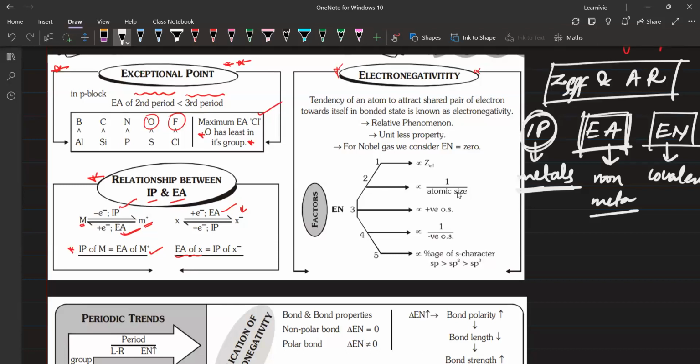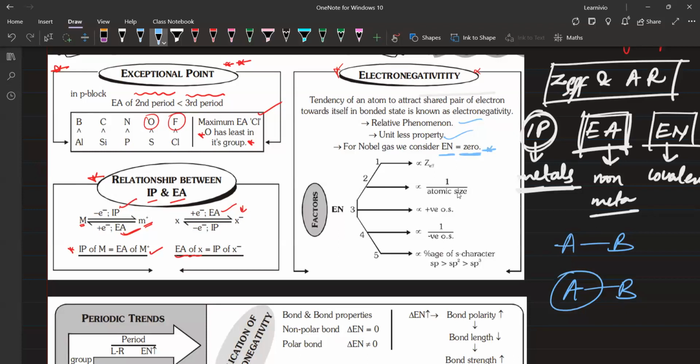So what is electronegativity? Electronegativity is the tendency of an atom to attract a shared pair of electrons. Shared pair of electrons means electronegativity will exist only if there is a molecule, a bond between them. If there is no bond, A individually will not have any electronegativity. A will have its electronegativity only based on whether it is attached with something else. It is a relative phenomenon, it is unitless, and for noble gases we consider the electronegativity as zero. This is important, you have to write it, because noble gases generally don't attach to anything, which is why we consider them as zero.